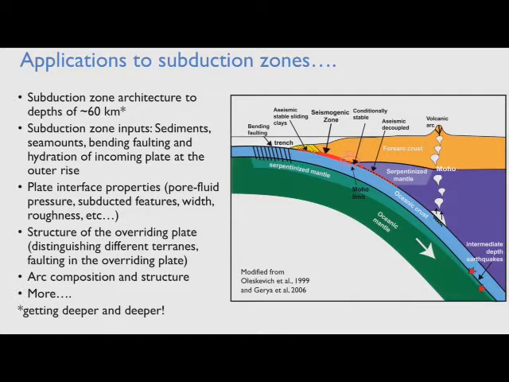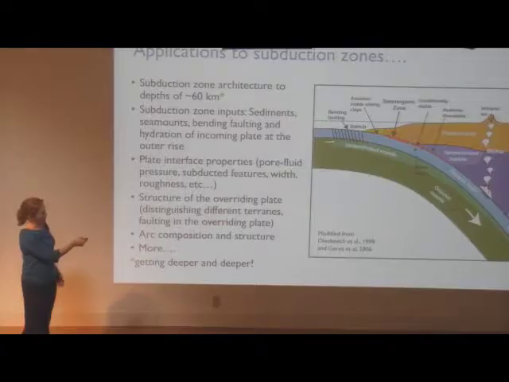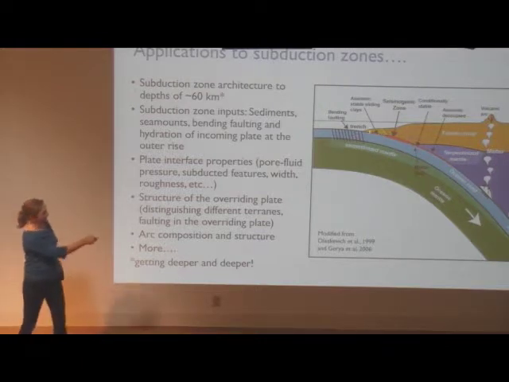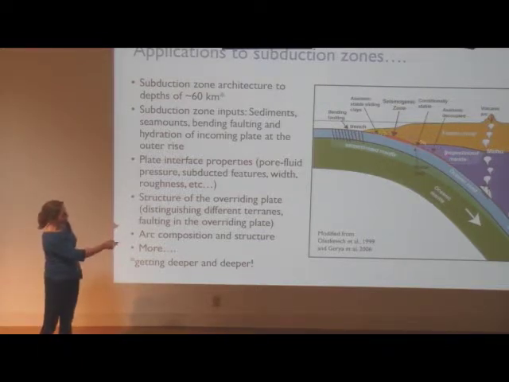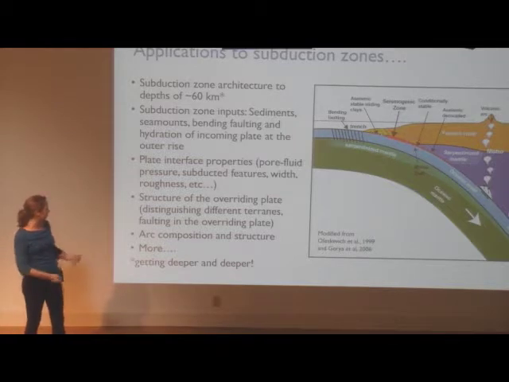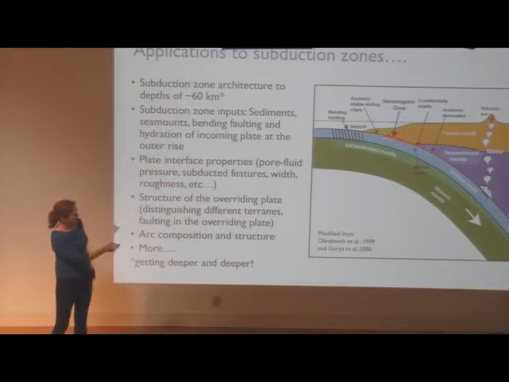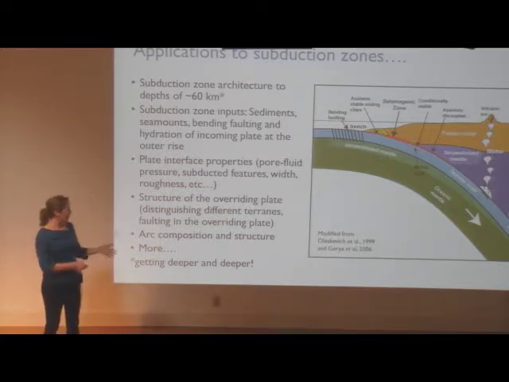We can quantify some of the inputs, the thickness of subducting sediment, the incoming plate, how it's deformed at the outer rise, how it may be hydrated. We can look in detail at the properties of the plate boundary, including how wide the cumulative deformation zone might be, changes in pore fluid pressure with depth, and where subducted features are that might be important for controlling behavior. We can understand things about the structure of the overriding plate, including distinguishing different terrains that might be there.